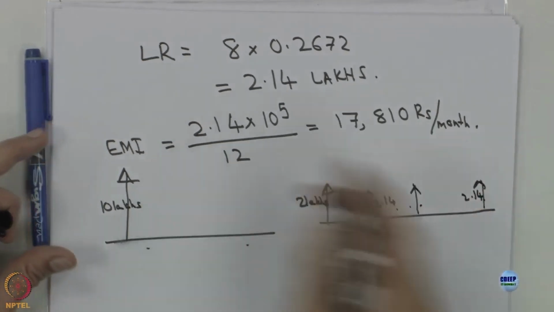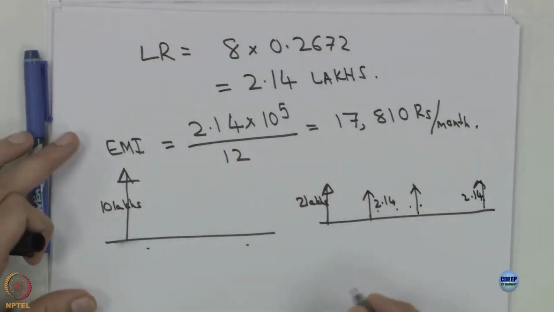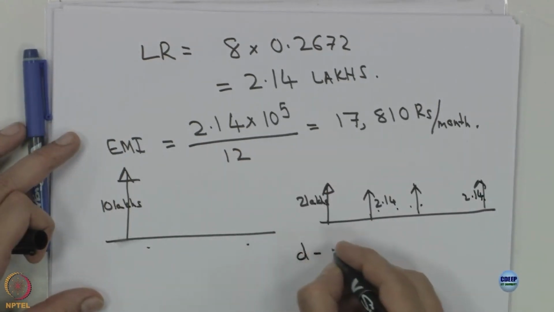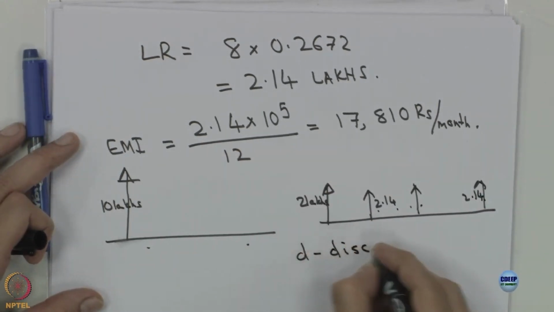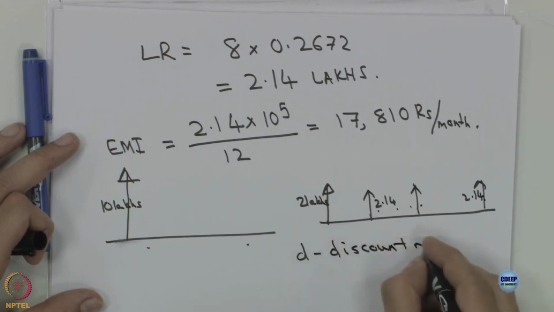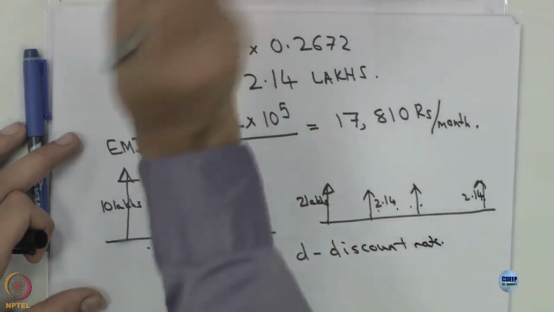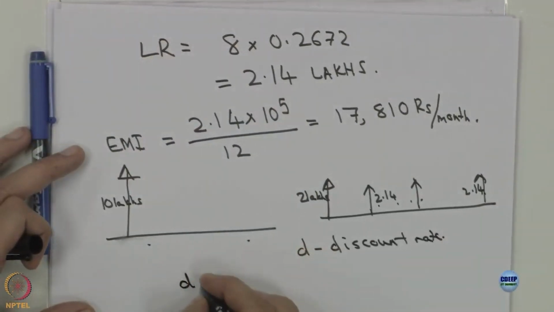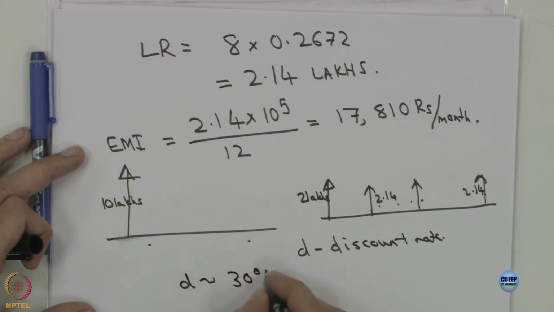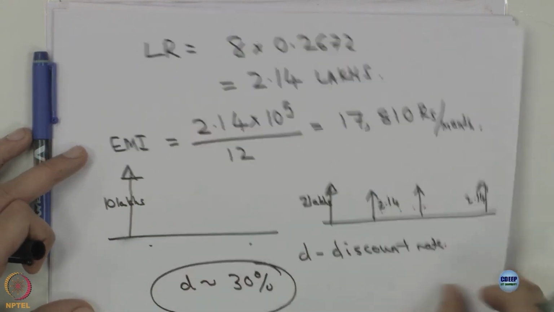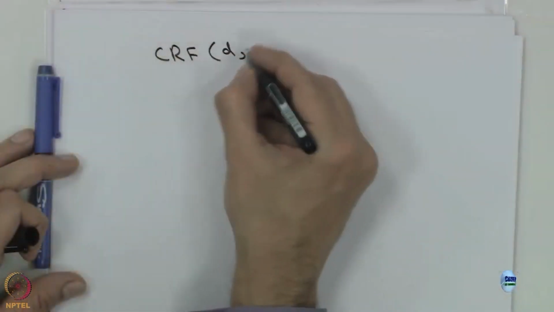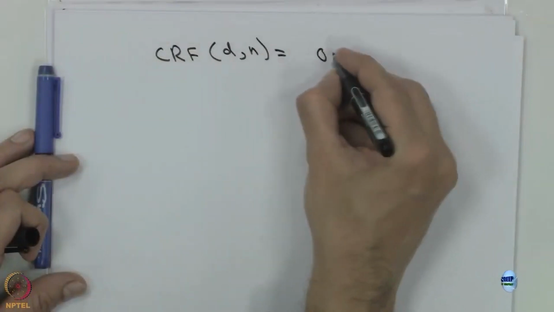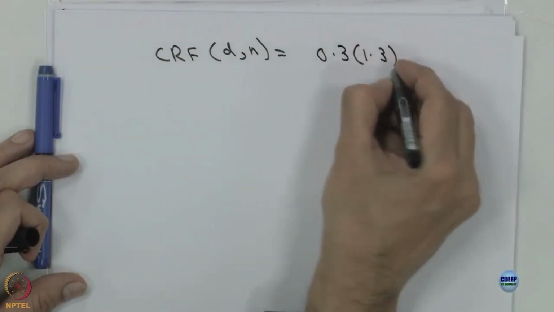Now, the question is which of this is preferable? It will of course depend on what is your discount rate and how much access to capital that you have. So let us compare. Let us say that we are taking a discount rate, suppose the individual has a discount rate of 30%, in which case what was the capital recovery factor? Capital recovery factor, with d and N, will be 0.3.